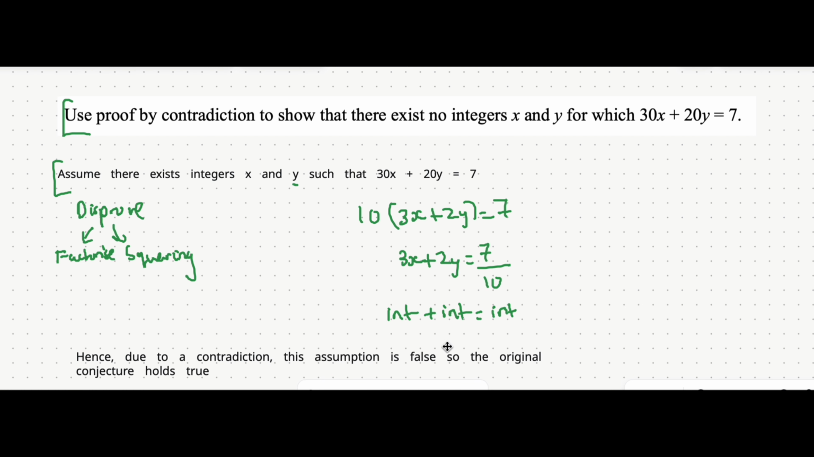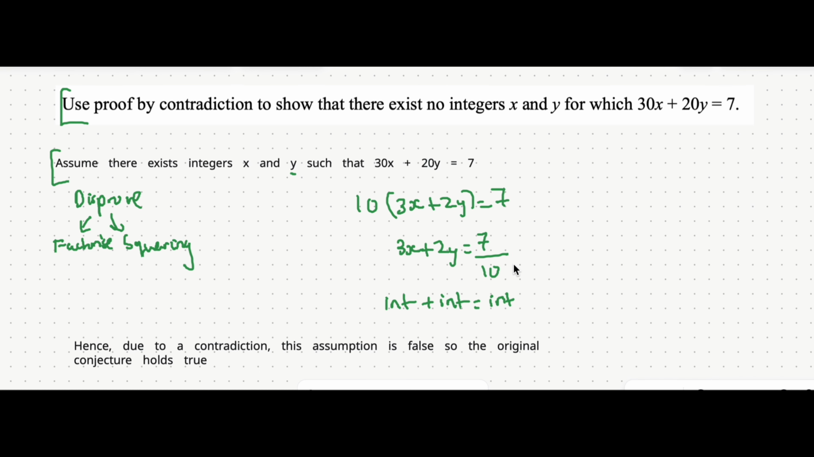You would also say because 7 over 10 is not an integer, but I've just simplified things and made it a little bit quick for you guys.